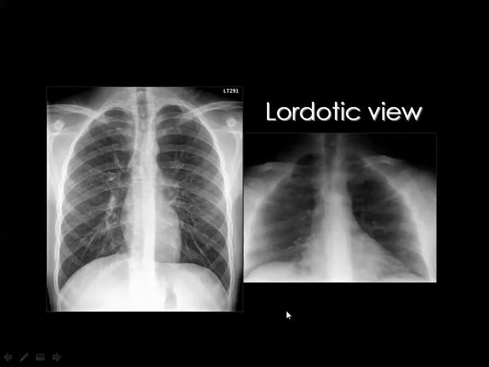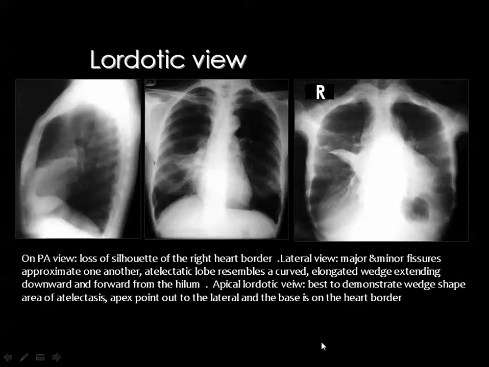And this is also an example of the normal chest posterior view and the lordotic view, displacing the clavicular shadows away from the field of view in the apex of the lung.